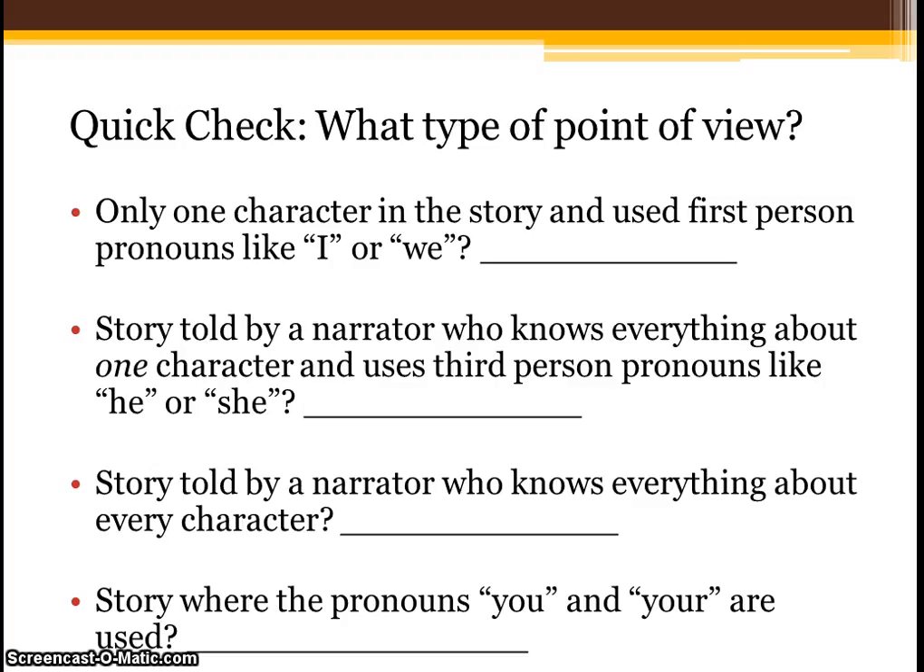Just a quick review. Remember that we have three main types of point of view. We have first person, in which we have the pronouns I, me, my, we, our. In second person point of view, we have the pronouns you and your. And remember, that's kind of like a how-to guide or a recipe. And for third person point of view, we have the pronouns he, she, or they. But in those cases, we have three different types of third person. We have third person limited, third person omniscient, and third person objective.